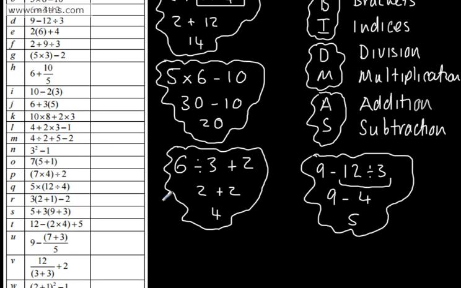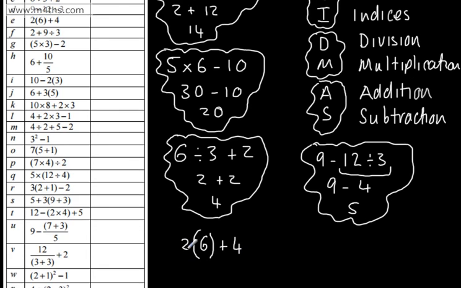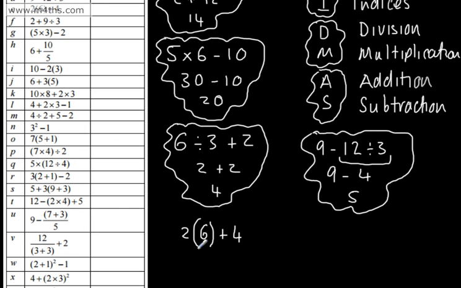Okay, the next one here, we've got now 2 bracket 6 plus 4. The bracket simply means that we multiply 2 by 6 and then we add the 4. So this is saying 2 lots of 6. Well, 2 lots of 6, there's my multiplication first. That's going to give me 12. 12 plus 4, 16. So nice and straightforward.